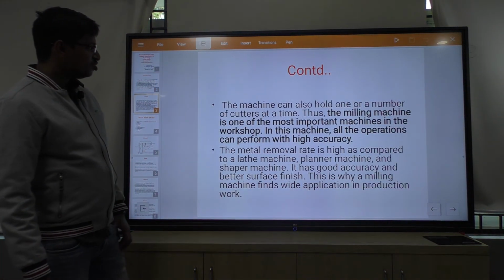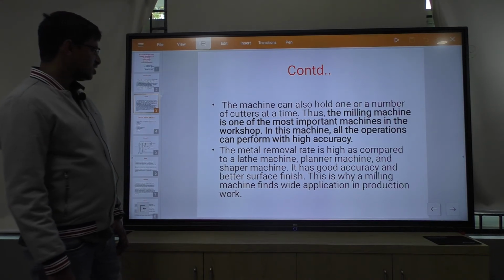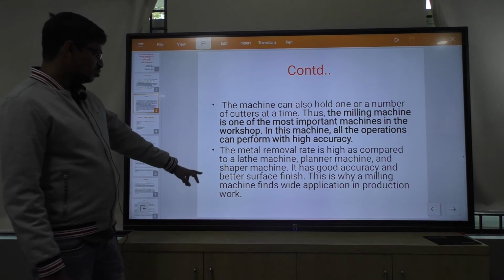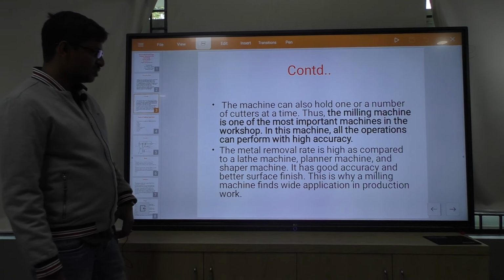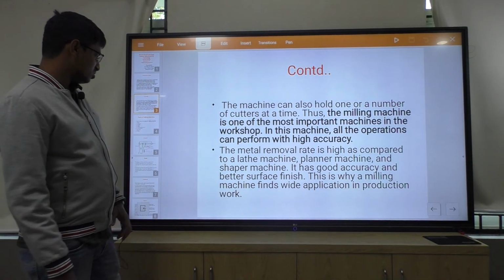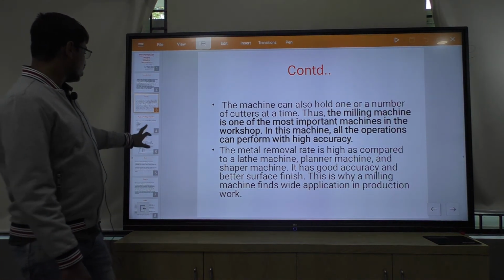Next, the machine can also hold one or more cutters at a time. Thus, the milling machine is one of the most important machines in the workshop. The metal removal rate is high as compared to a lathe machine because we use a multi-point milling cutter. Then we will see different parts of a milling machine.